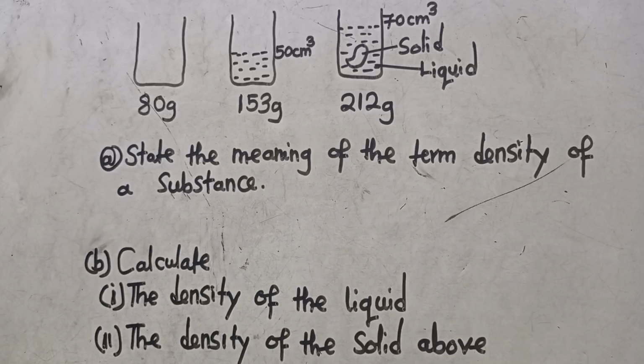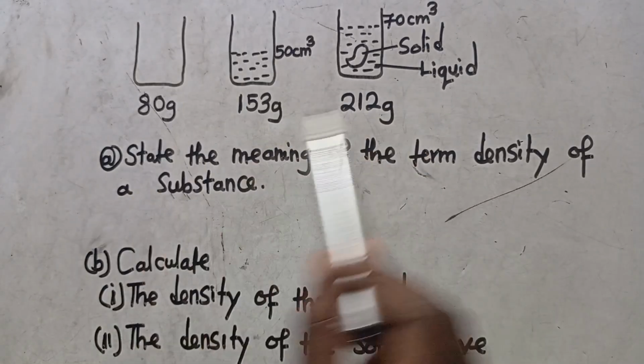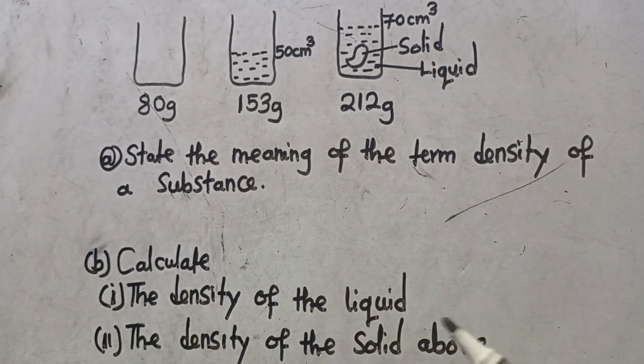So this is a question that falls under density, mass, and volume. Let's see how we can answer this particular question. The question says the figure below shows diagrams that illustrate a measuring cylinder into which 50 cm³ of liquid and then an irregular solid are placed. The total mass of the cylinder and its content at each stage is recorded as shown below. These are the recordings. This is what we are given.